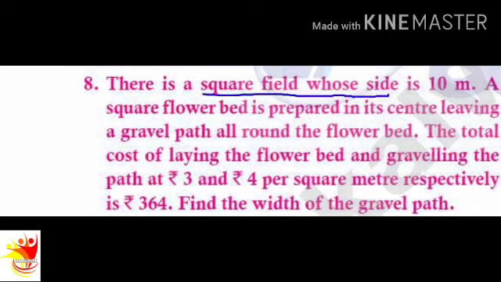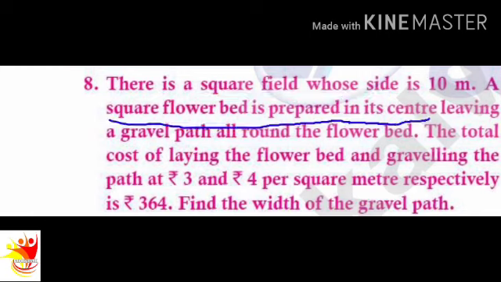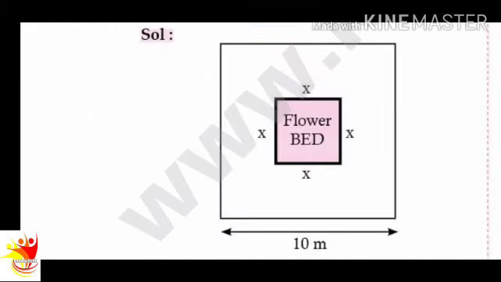The question is, we have one square field whose side is 10 meter. A square flower bed is prepared in the center, leaving a gravel path all around the flower bed. The cost of the flower bed is rupees 3. Cost of the gravel path is rupees 4. Total cost of the flower bed and gravel path is rupees 364. Find the width of the gravel path. That is the question. We draw one square, that is the square field, 10 meter side.